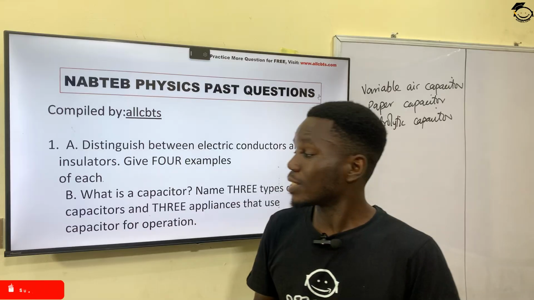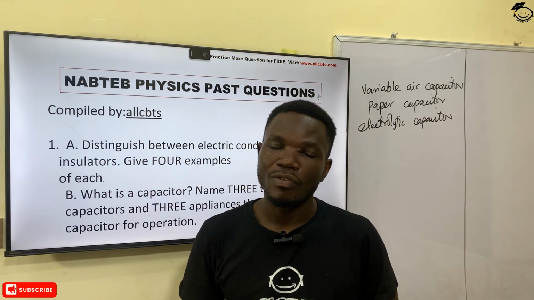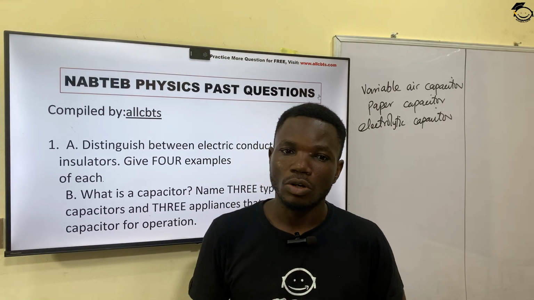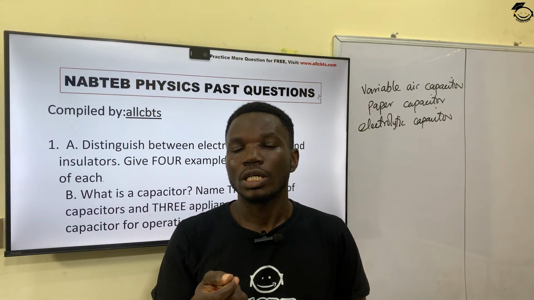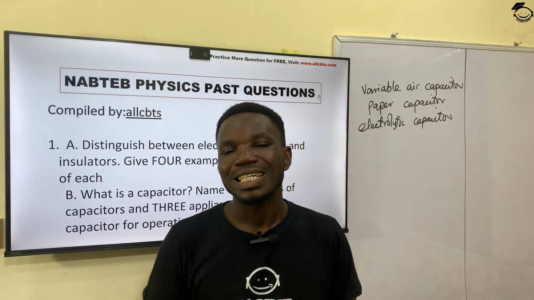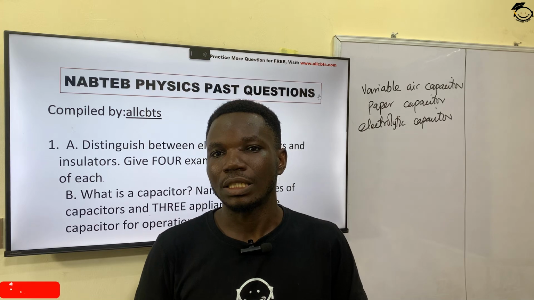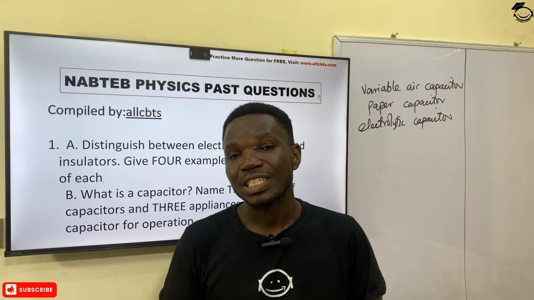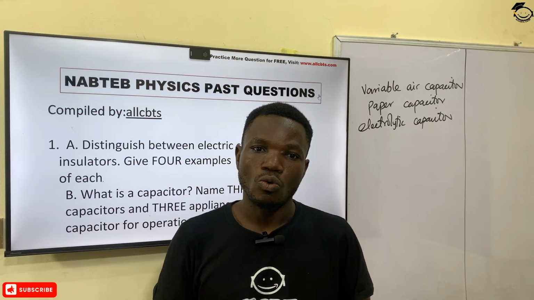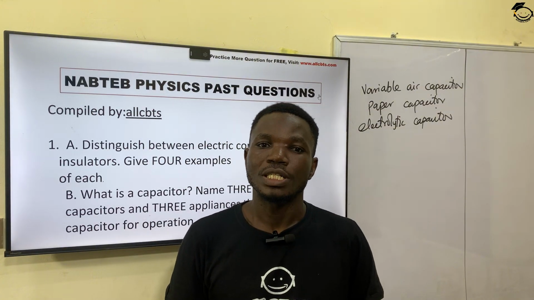So what are the 3 appliances that you can use your capacitor for? Now, one of the places where you can find your capacitor is your car ignition engine. When you turn on the key starter of your car, what is prompting that car to start is the capacitor present in it. We also have it in your pumping machine. In fact, even in your ceiling fan and your standing fans at home, a capacitor is also present. So all of these are appliances that make use of the capacitor.